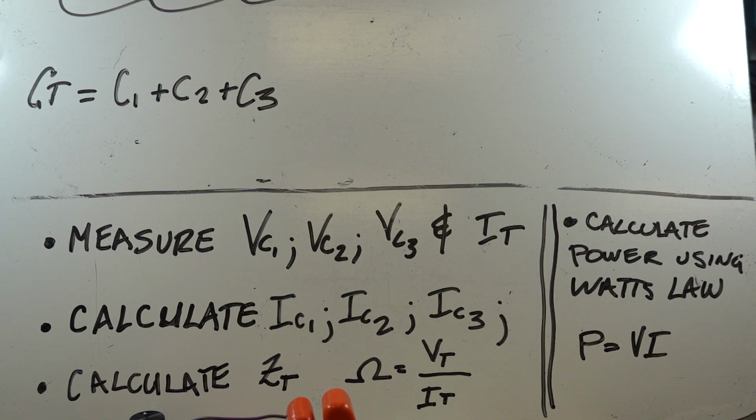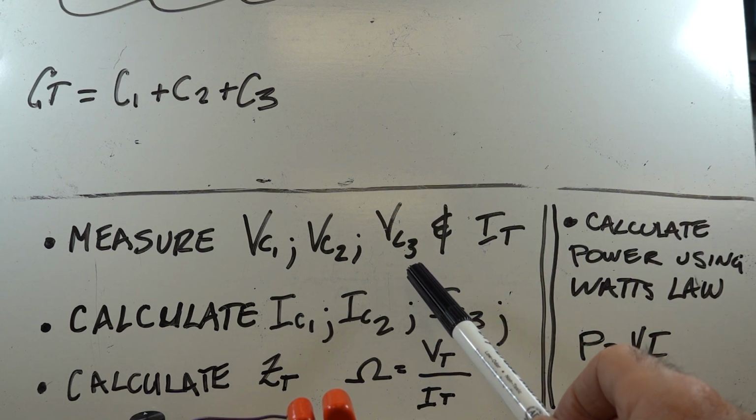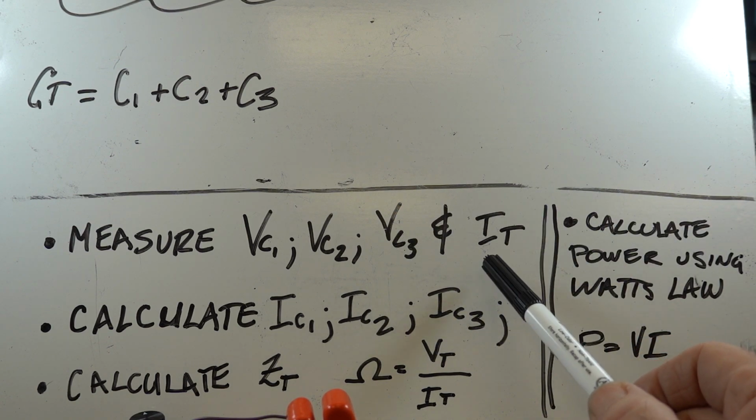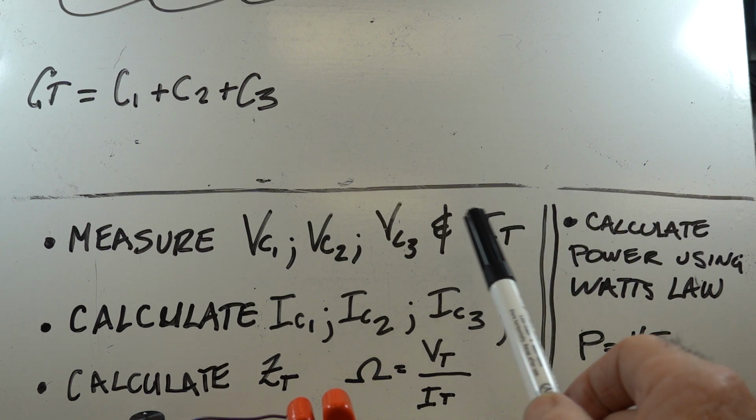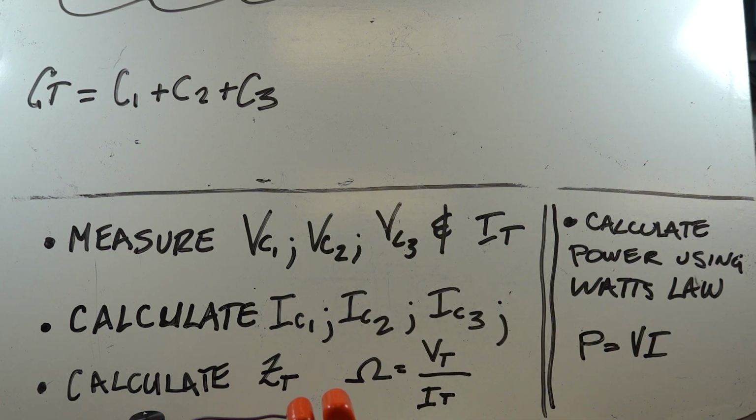And then for your laboratory, you're going to read through the instructions. You're going to measure the voltage on capacitor 1, voltage on capacitor 2, voltage on capacitor 3, and then also you're going to measure total current. And then once you have this information, you're going to calculate your individual branch currents by using Ohm's law. Branch current is going to be equal to the voltage across that capacitor divided by the X_C, or the ohms of that capacitor.